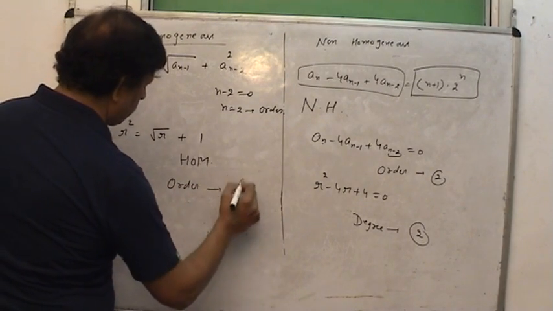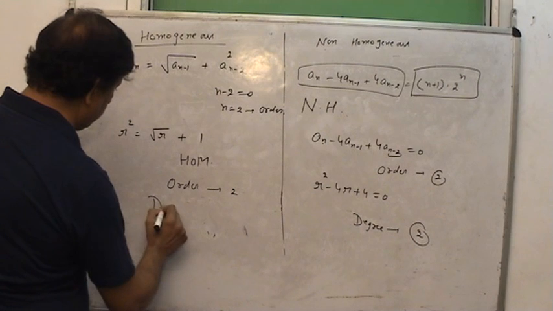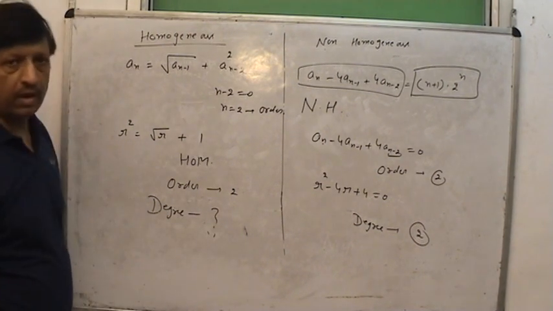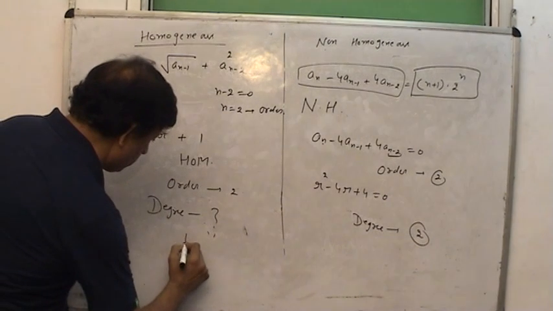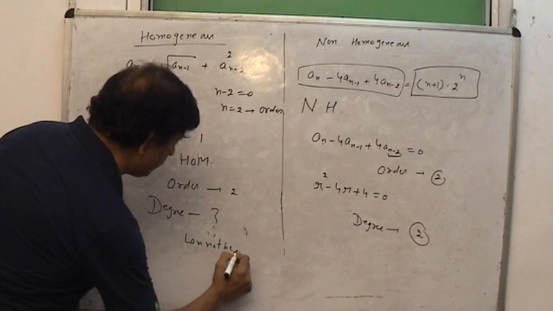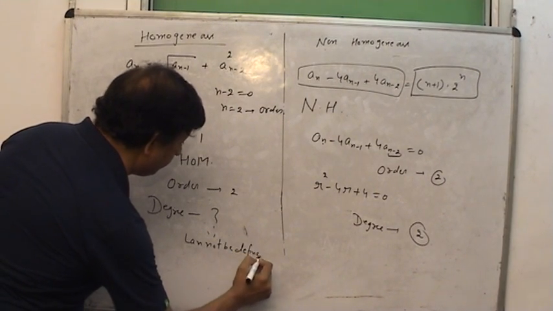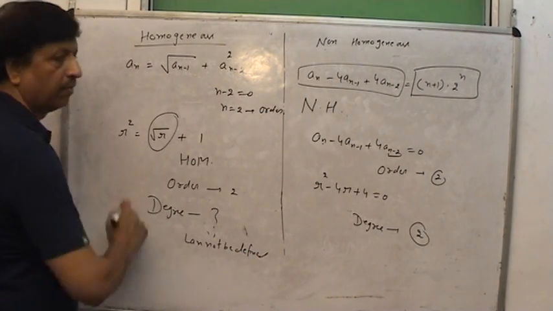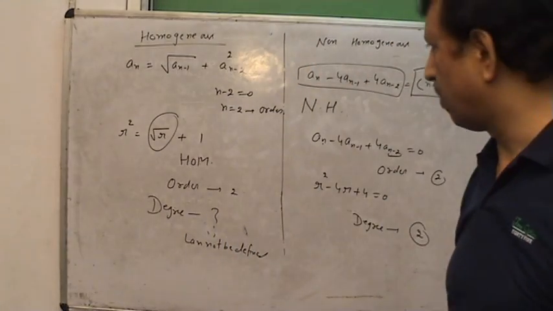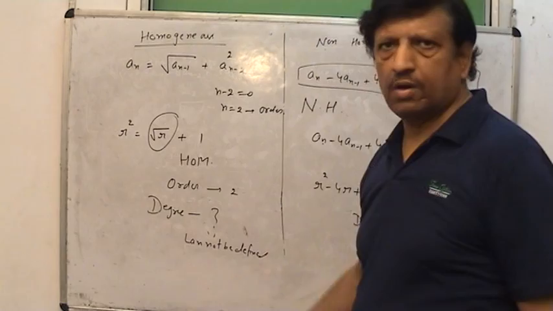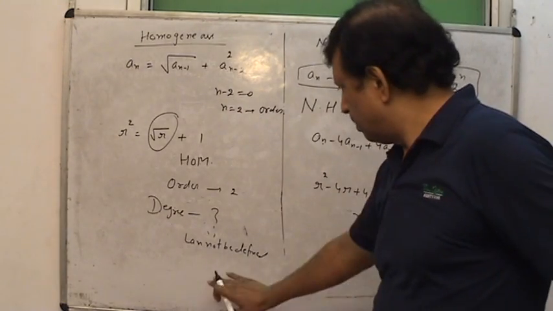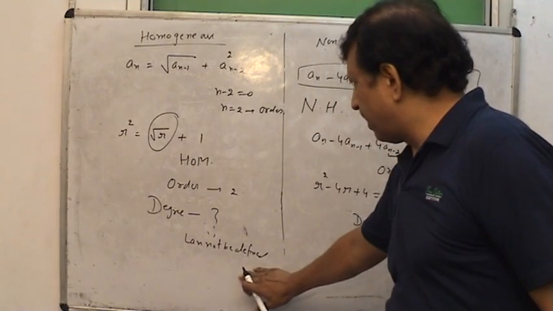We know its order is 2. What about the degree now? The degree here we cannot define. We write "cannot be defined", because this term is in the square root and we cannot solve this equation under the given theorems of the recurrence relation. We cannot define the degree here.